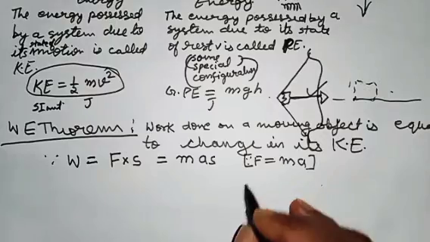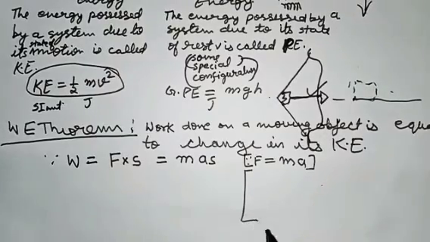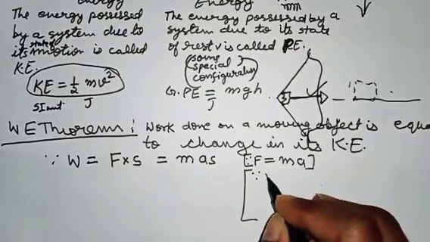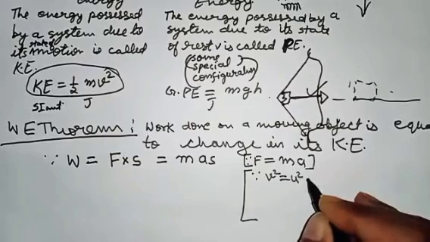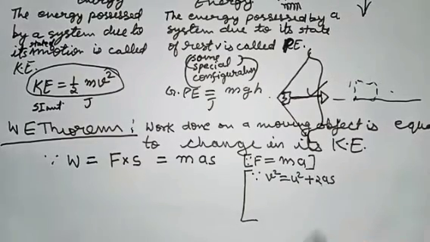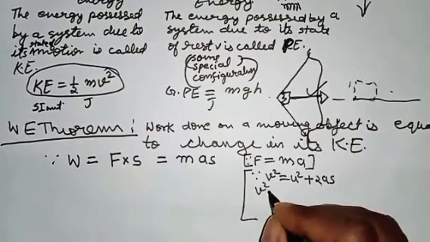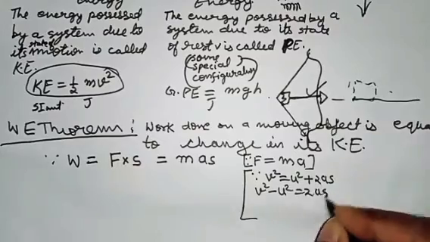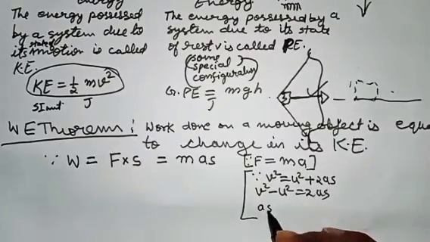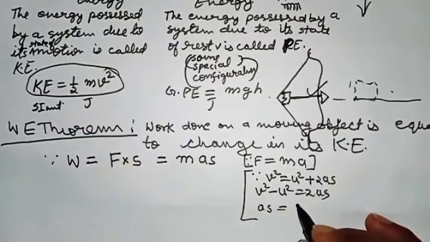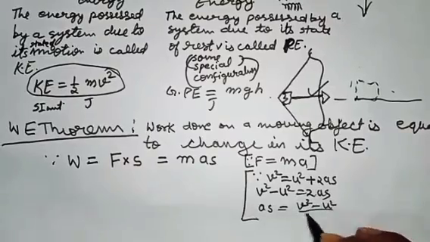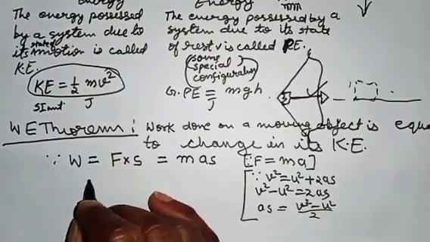Now, we will do some side work here. We know that v square equal to u square plus 2as, the third equation of motion. Now we will do a little bit of algebra here. v square minus u square equal to 2as. So as will be equal to v square minus u square upon 2, as 2 will come in the denominator. We can put it here.